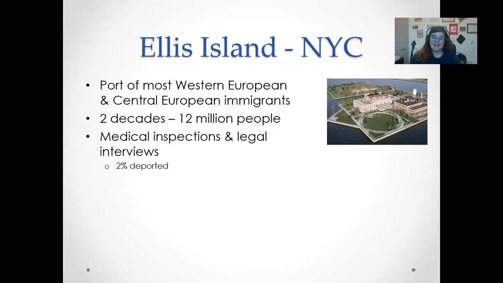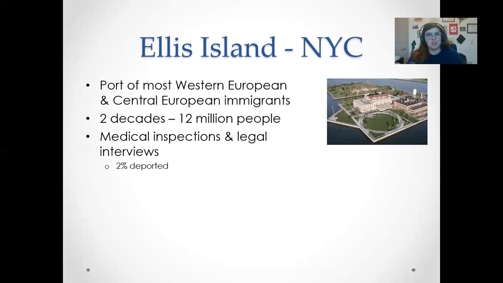Overall, at Ellis Island, basically people get off the ships from Europe. They would be medically inspected, to make sure they're not carrying diseases, and then they would have legal interviews. I think today we have a very different conception of what immigration looks like. You have to go through a process, right? You have to pay, you have to find a lawyer, you have to get visas, you have to be sponsored, etc. There was not the same kind of legal immigration that there was.